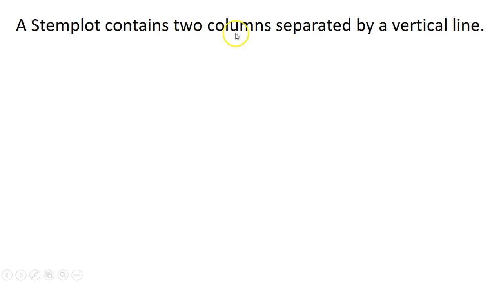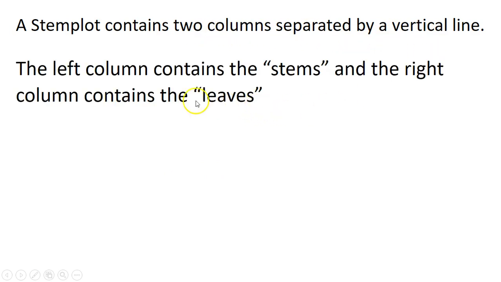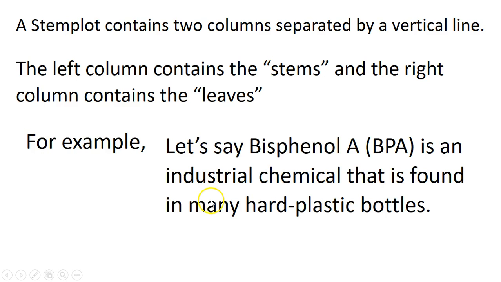A stem plot contains two columns separated by a vertical line. The left column contains the stems and the right column contains the leaves. Again, if I'm moving too fast for you, pause the video and write this stuff down. That's all you've got to do. So, an example.